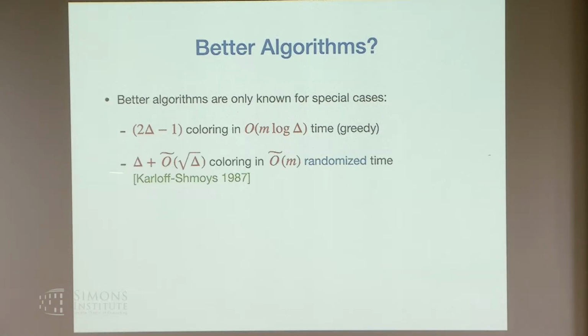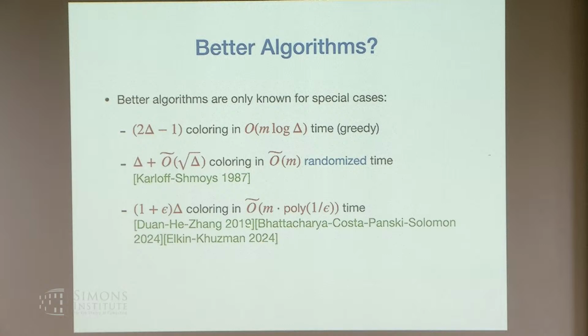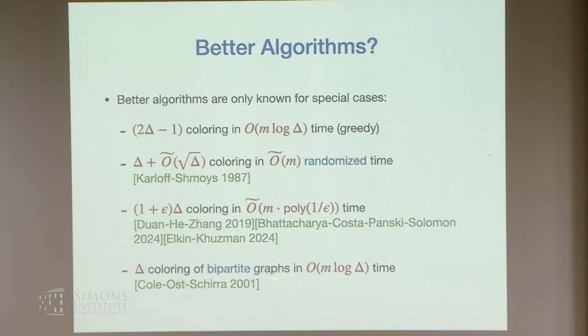Then Karloff and Shimois show that you can do delta plus root delta coloring in roughly O tilde m time. So you can do better than 2 delta minus 1 still in near linear time. More recently, there are lots of results that do 1 plus epsilon delta coloring. Think of them as some sort of an FPTAS or approximation scheme in m poly 1 over epsilon time.